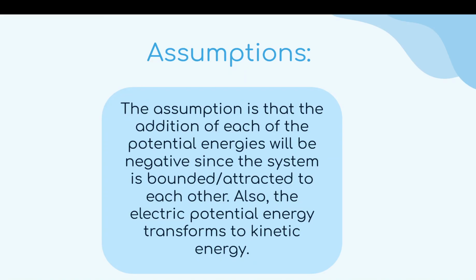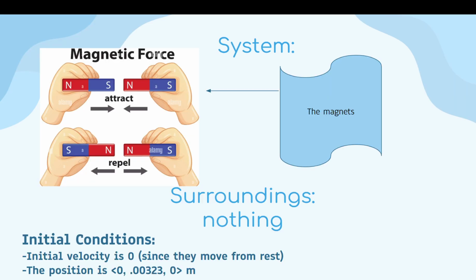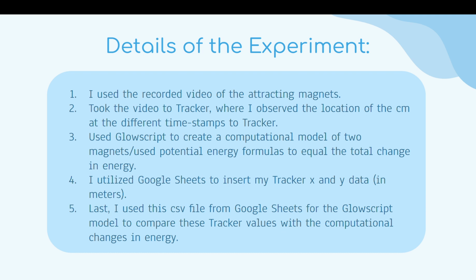So some assumptions. You may have an assumption that the addition of each of the potential energies will be negative since the system is bounded and attracted to each other, and also the electric potential energy will transform to kinetic energy because they move. So the system in this model will be the magnets, and the surroundings will be nothing. There are no applied forces. So some initial conditions, well, the initial velocity is 0 since they move from rest, and the position is seen here through Tracker. It's right there.